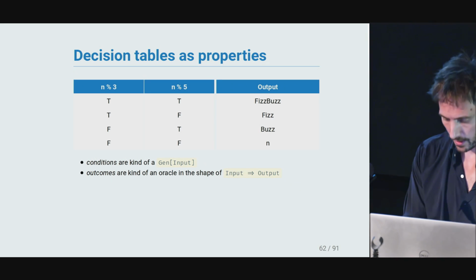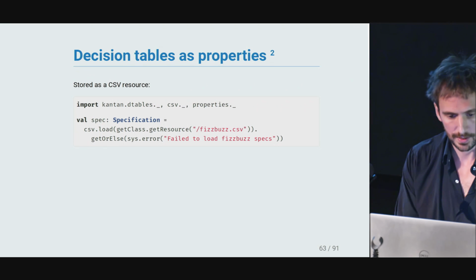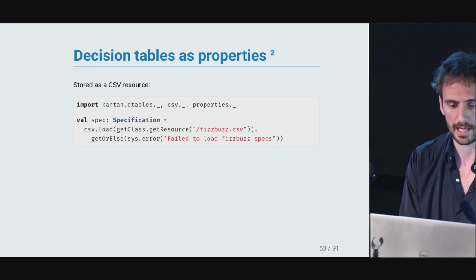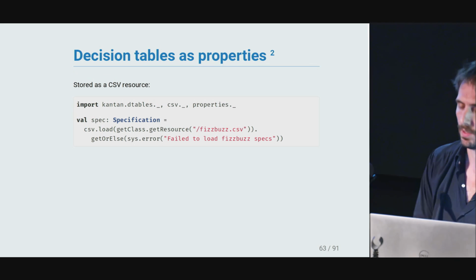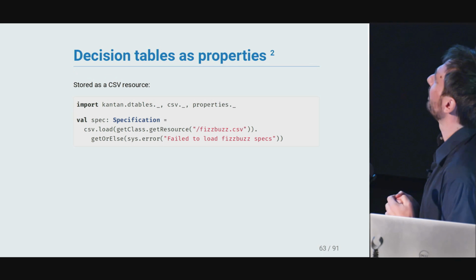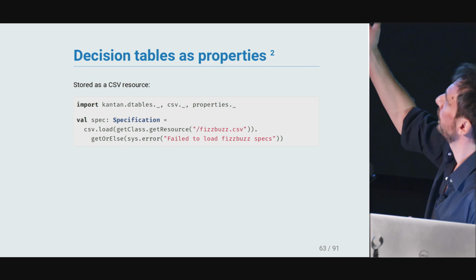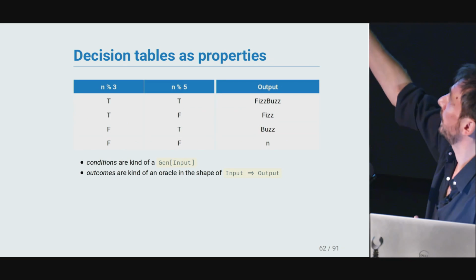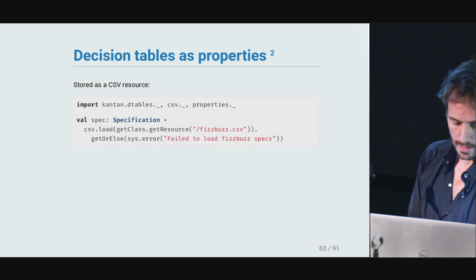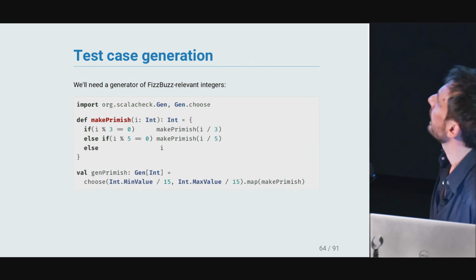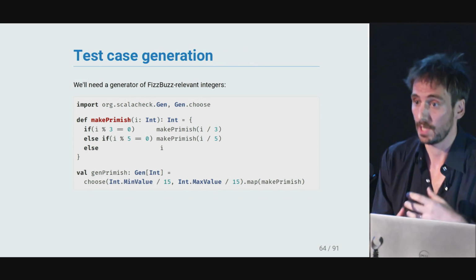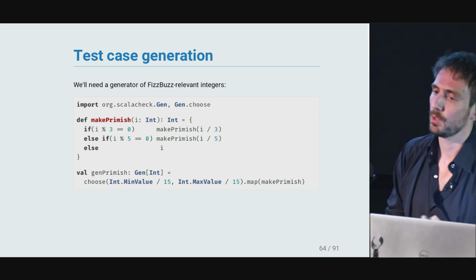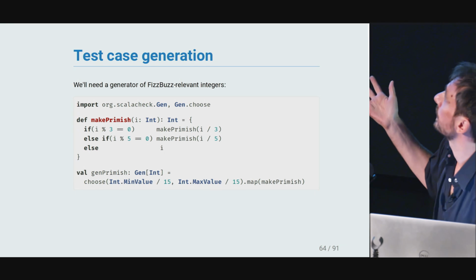And well, the good thing is I've actually implemented that in a proof of concept project that I have called Kantan dtables, dtables for decision tables, where first you define your decision tables as a CSV file. That's pretty much a CSV file here. And then you have to do a bit of legwork. You have to write the generator I was talking about before. And this one can be a bit tricky, so I'm going to walk you through it.